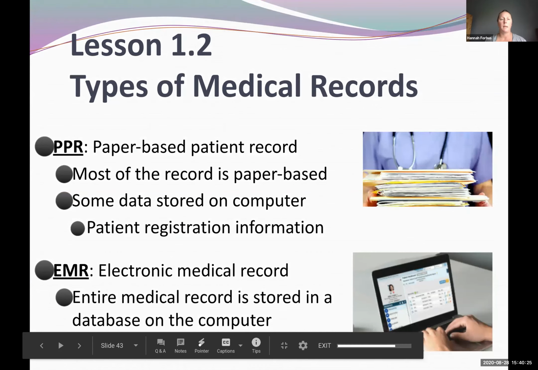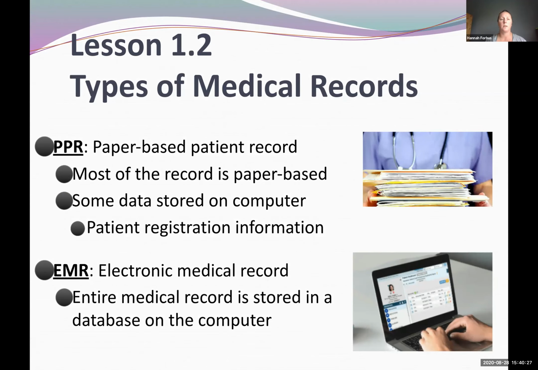So you have either a paper-based patient record, where most of the record is on paper. Some data might be stored on the computer, such as the registration information, but this is where the patient has a physical chart. Or you have the electronic medical record, where the entire medical record is stored in a database on the computer and there is no paper chart. Any paper records are scanned and added to the electronic medical record and then typically shredded.